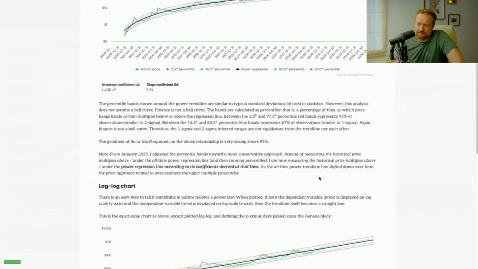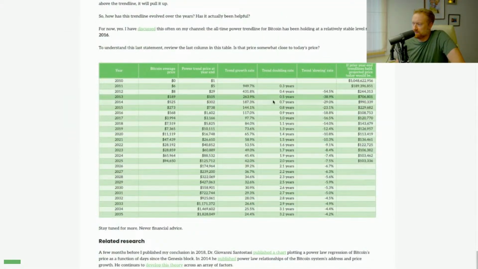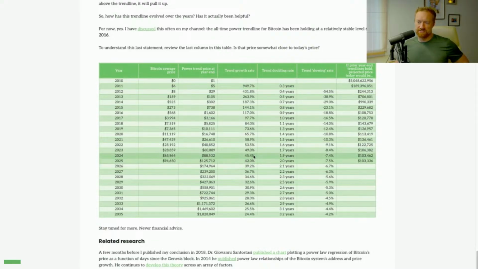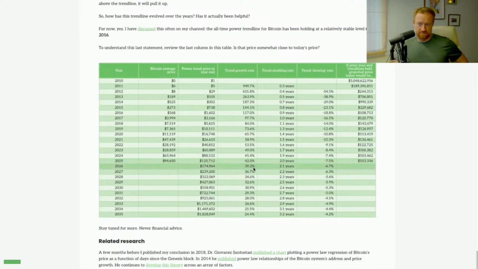Another way, a simple way, is to look down on my website here. So now I'm talking about the growth rate of the trend, right? Just this simple power trend, price over time. Used to be huge. Right now we finished last year at a 45% growth rate. We're going to finish this year at 42. Next year, 39, 36. So it declines.